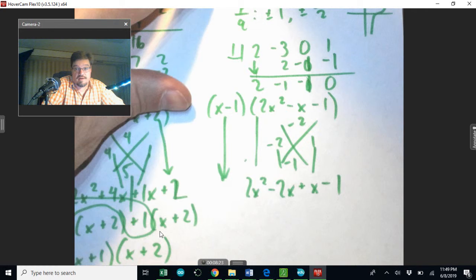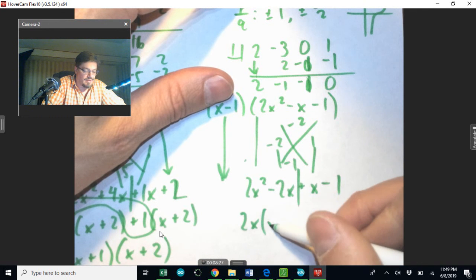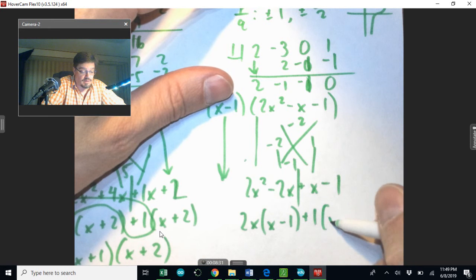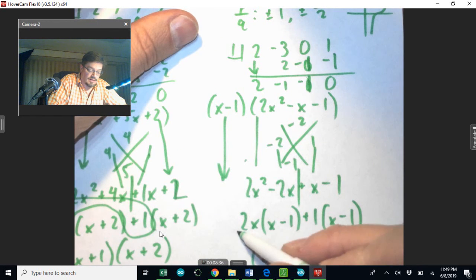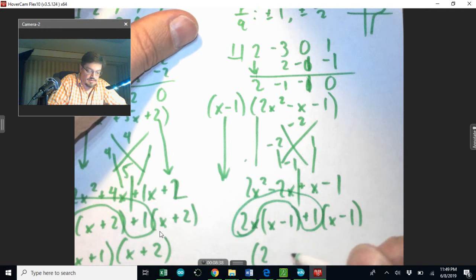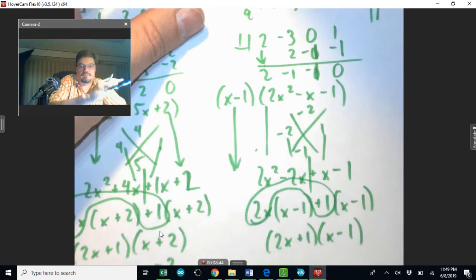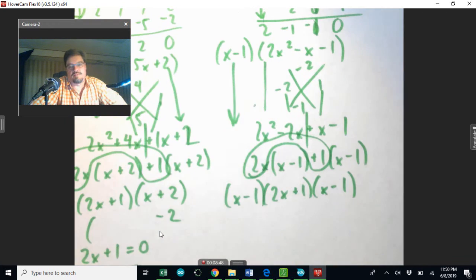So what can I factor out? 2 and an x. Let's cut that in half. We get x minus 1, and then over here we have an x minus 1 as well. Okay, so we have 2x plus 1. We're going to lasso this. And we have x minus 1. But remember, we have x minus 1 over here too. Okay, that, ladies and gentlemen, is what happens when you have a multiplicity. You actually have the same factor twice.